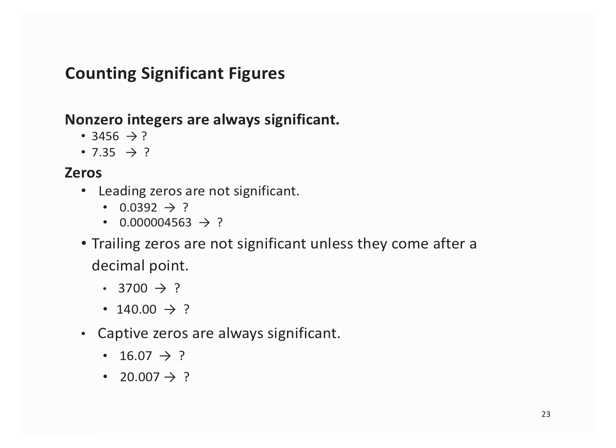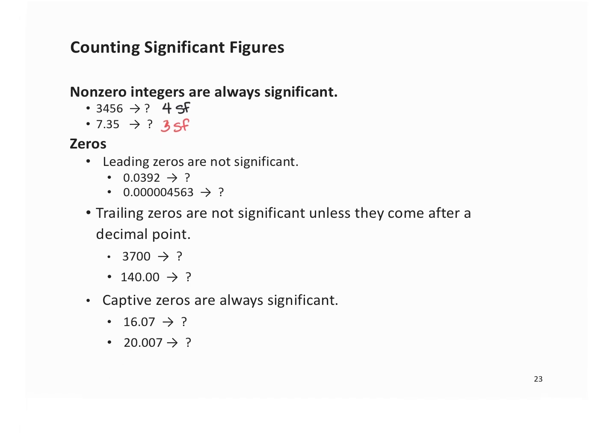So when we look at this first one, there's 3,456. All those are non-zero numbers. So we say, look, we have 4 significant figures. Okay. Then we have 7.35. All of those are non-zero numbers. We have 3 significant figures. Now, here's the big thing.